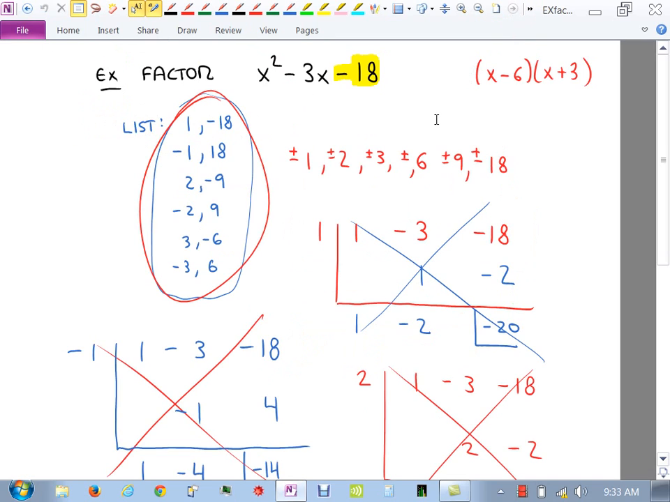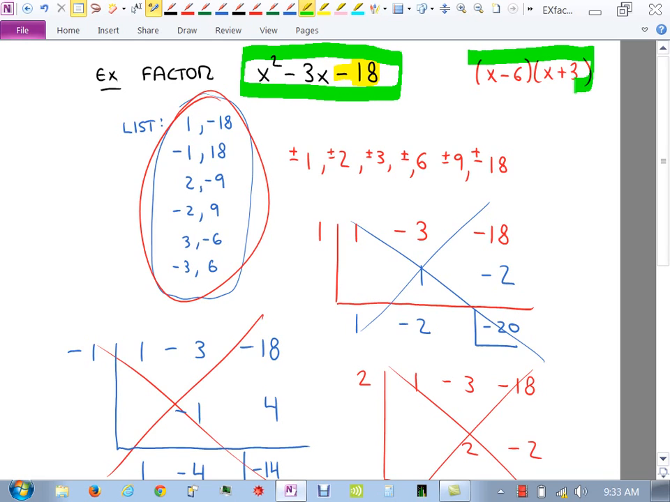So here's the way it works. This is a brand new problem. We're going to try and factor this. We should already know that factors to be this using like an AC method. But let's just do it another way. So take the number 18 in the back. That's the constant by itself. And think of all the different factors of negative 18. That's all the numbers that divide into negative 18 without a remainder.